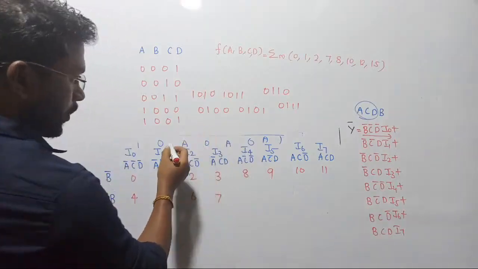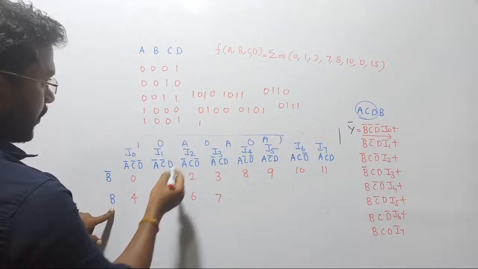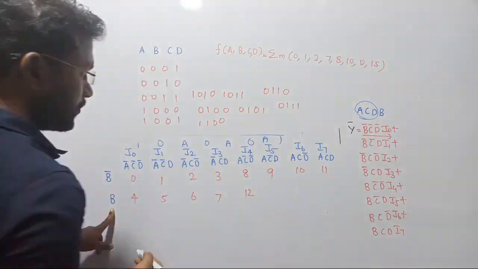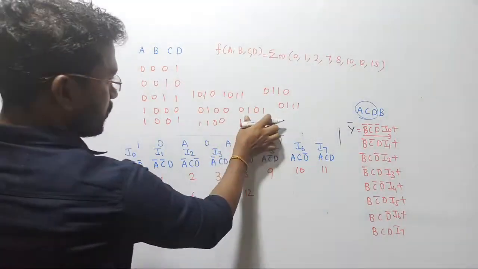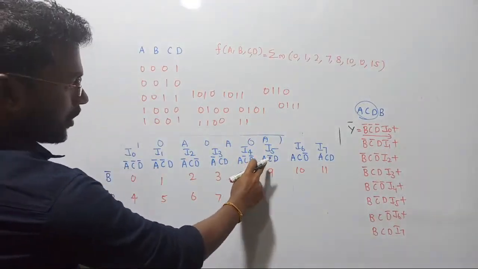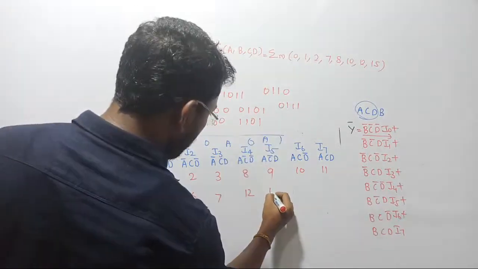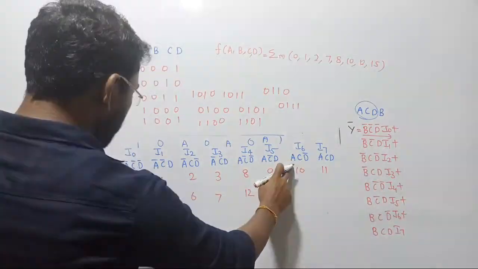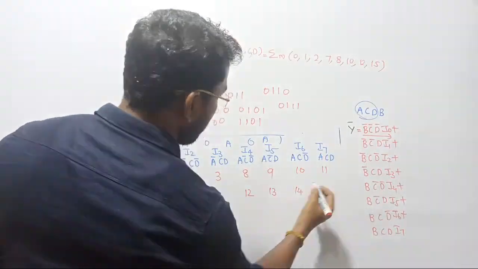Let's realize the next one. A is 1, B is 1, and then 0, 0. I think that is 12, right? Yes, I am correct. Next, 1, 1, C bar 0, D 1. So 1, 1, 0, 1, that is 13. Next, A is 1, B is 1, 1, 1, 0. That is 14. The last one is 15.